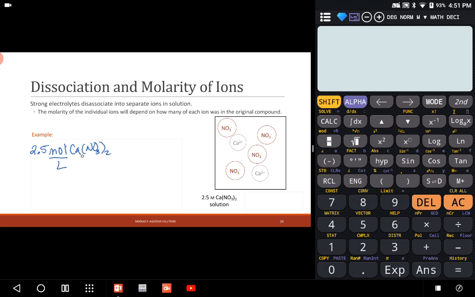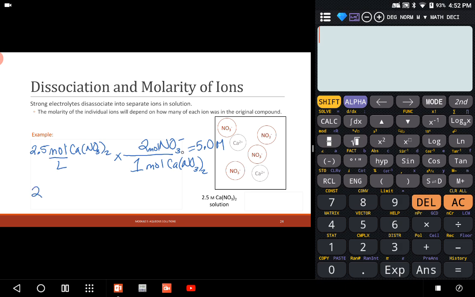that's moles per liter, and I can cancel out moles of calcium nitrate and just end up with my nitrate. That subscript 2 can come around and become a coefficient. So using the subscripts as a conversion factor here. And so that tells us that our molarity of nitrate ion is going to be 5.0 molar.